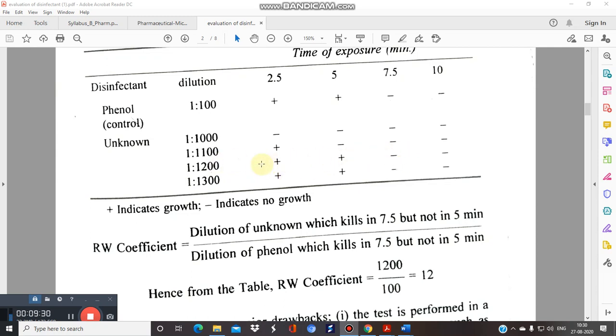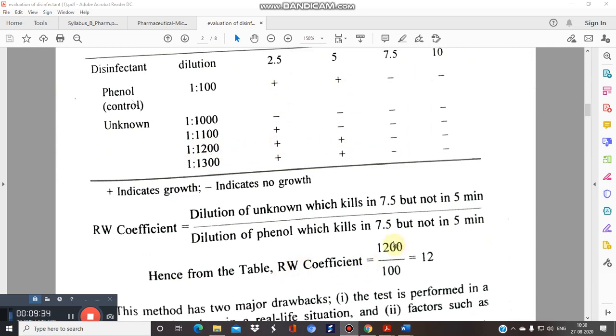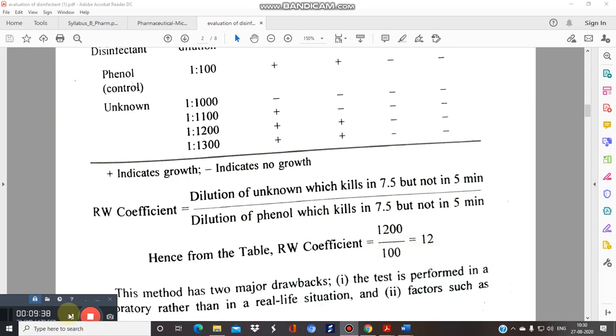Again, this is the first dilution you will take. Then plus minus. So again, the Riedel-Walker coefficient is equal to 1200 upon 100, that is 12.